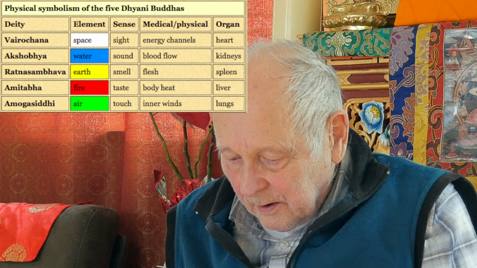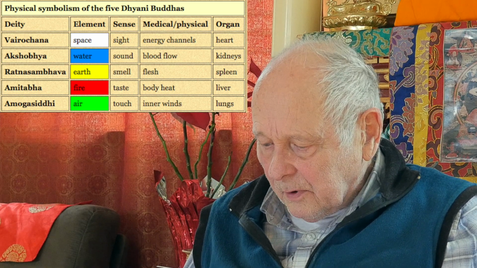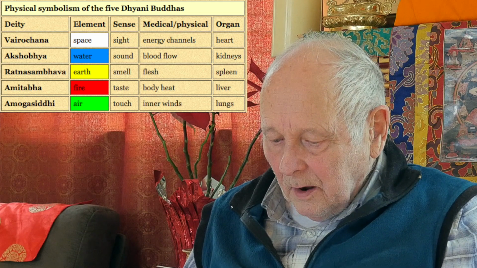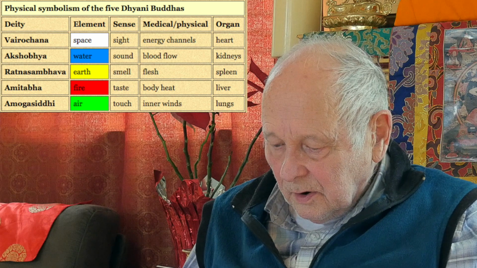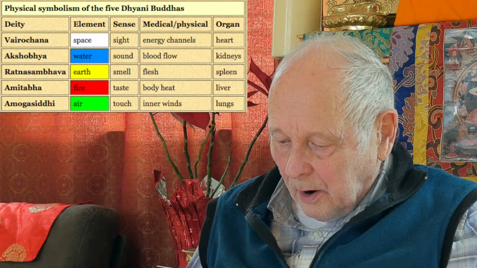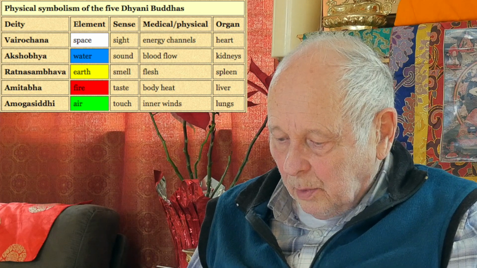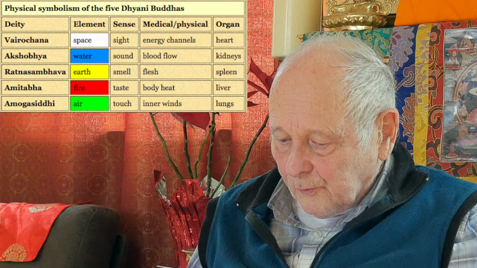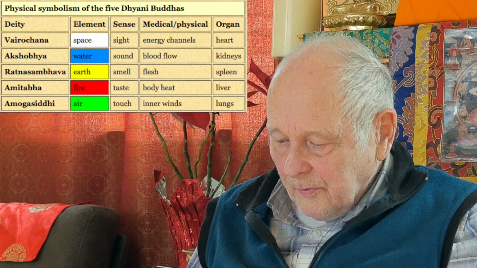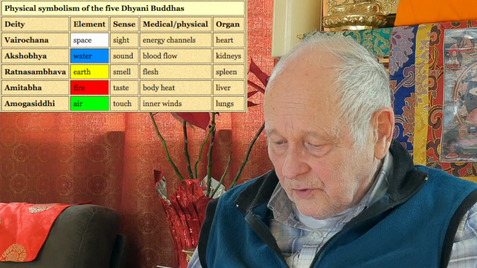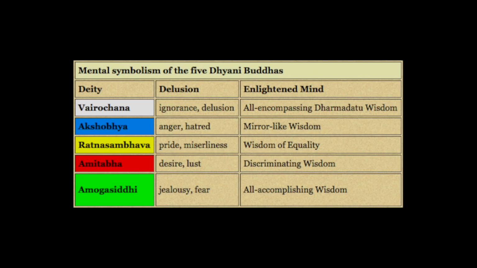Amitabha, red fire, taste, body heat, okay. Liver, well, why liver? I don't know. Amoghasiddhi, air, touch function, and the inner winds, okay, the prana that circulates in the subtle body, and then lungs for ordinary air. Okay, that fills out the association pattern, and then it goes on. The mental symbolism is, of course, of special interest to us because we're trying to use these things for actual practice. So if we're going to contemplate these 5, we work on the corresponding delusion.